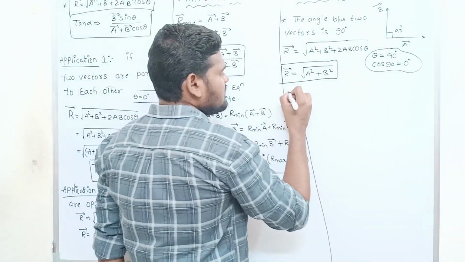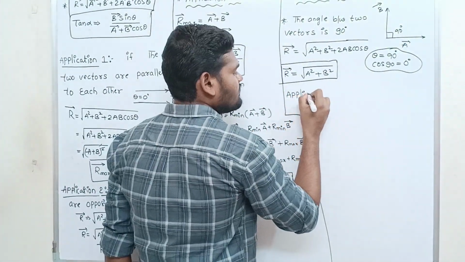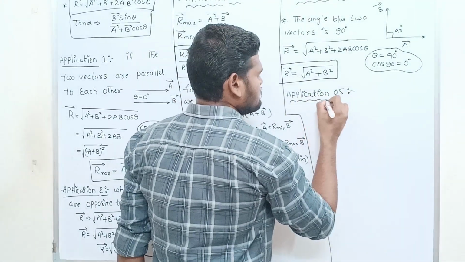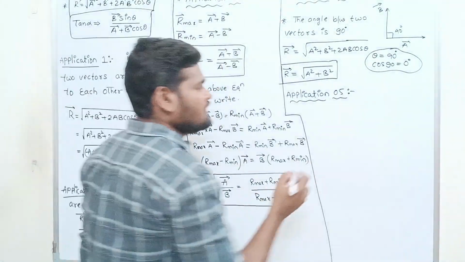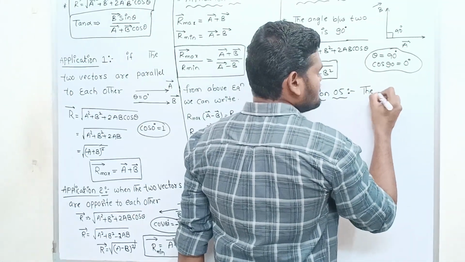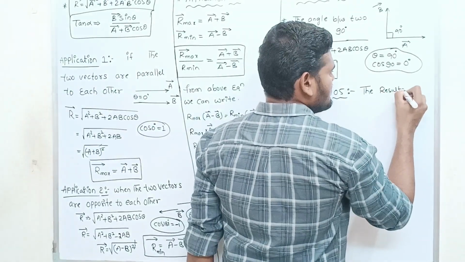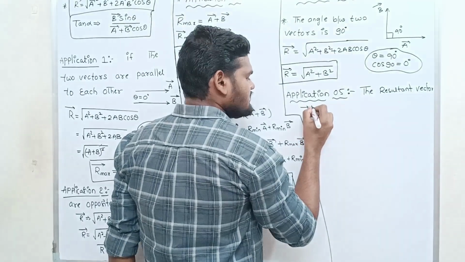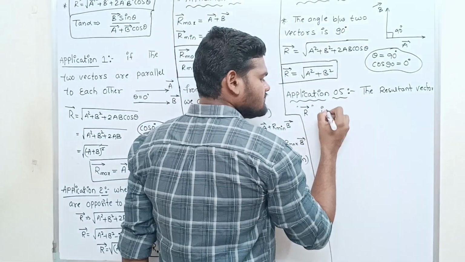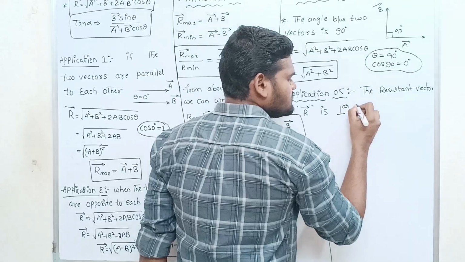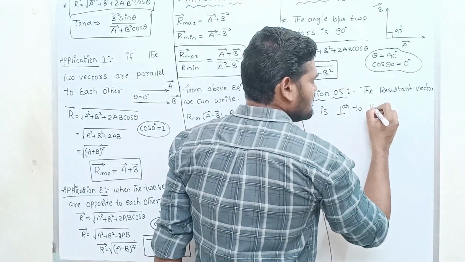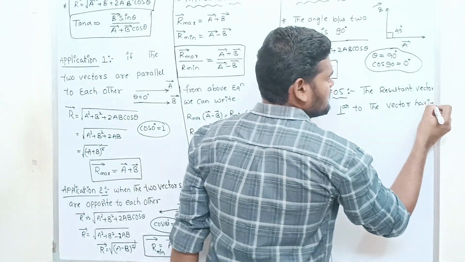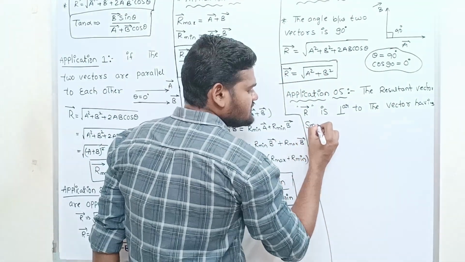So let us see application number 5. Have a look. The resultant vector r bar is perpendicular to the vector having smaller magnitude.